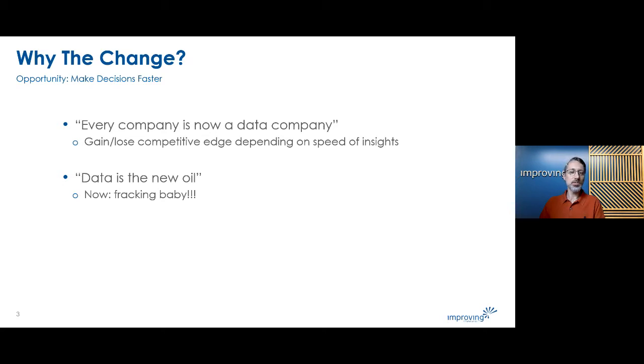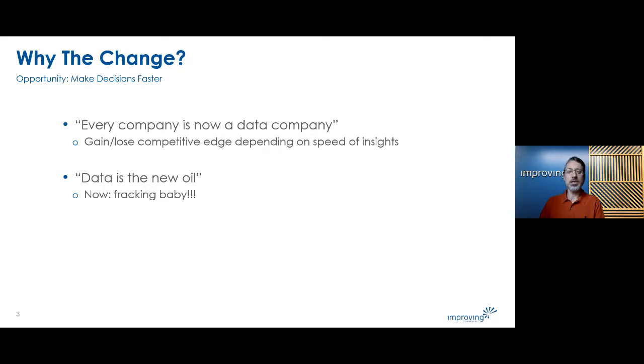The other quote you may be familiar with is actually from 15 years ago now. It's starting to feel a little old, and that is data is the new oil. This was a quote by someone who was pointing out that raw data has almost no value, and you have to go through an extraction and refinement process to really get the value out of it, and that process is very laborious. Today, data is valuable, and we have better and faster ways of getting to it.